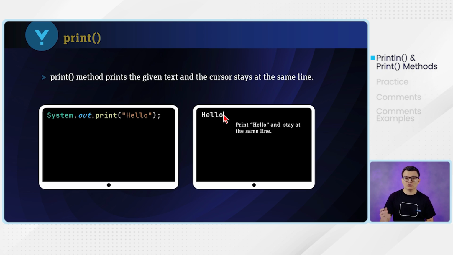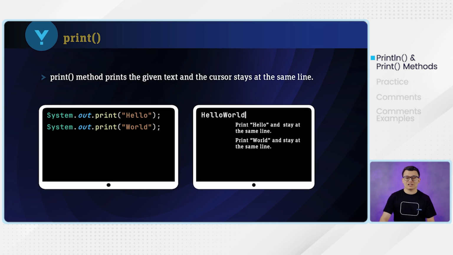It does not append a new line. Which means if you have a next print statement, it takes place starting from where it left off. Right after this O, it prints world. Okay, and since this print statement is also the print method without the ln characters in it, it's not going to append a new line.